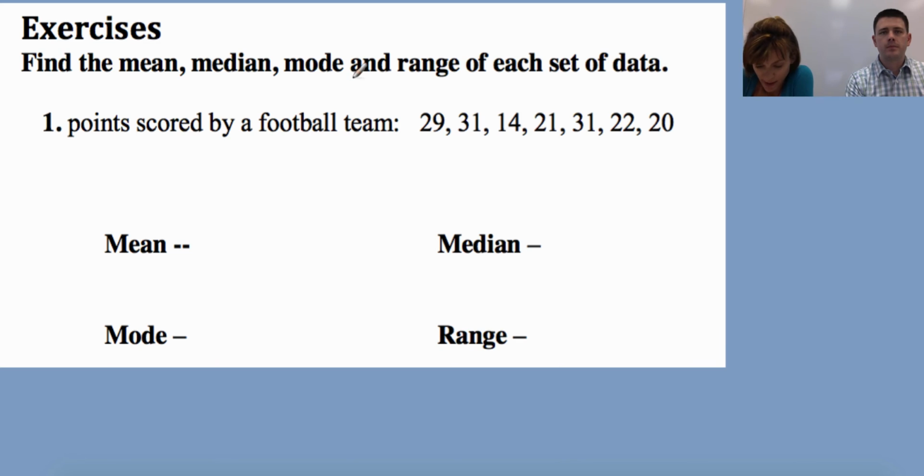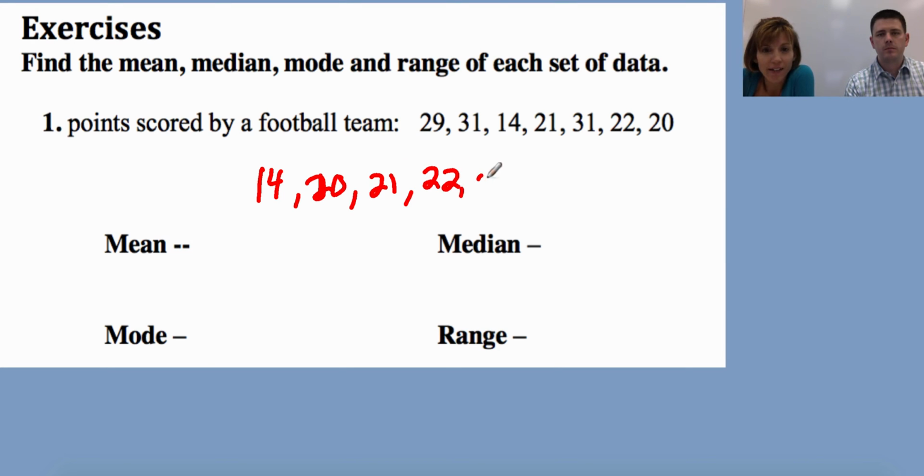All right, example number 2, we've got points scored by a football team. It looks like the lowest point scored in this example was 14, followed by 20, 21, 22, 29, 31, and 31. So count up, make sure that you have 7 data points and that you've gotten all of them in the list. And grab that calculator and start inputting and adding the football scores as you go.